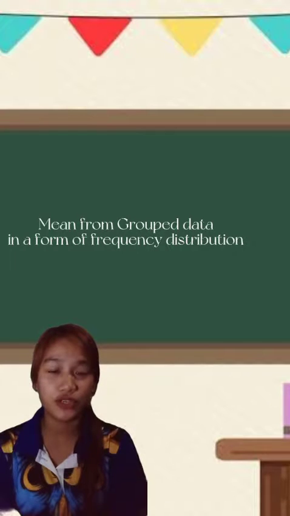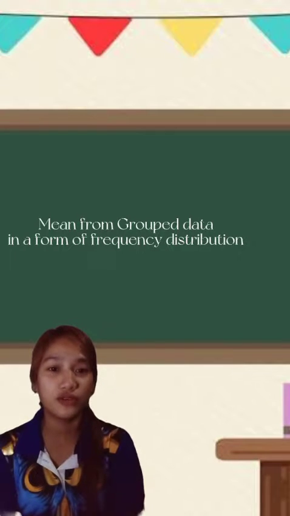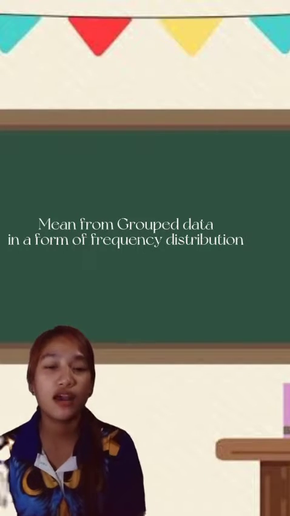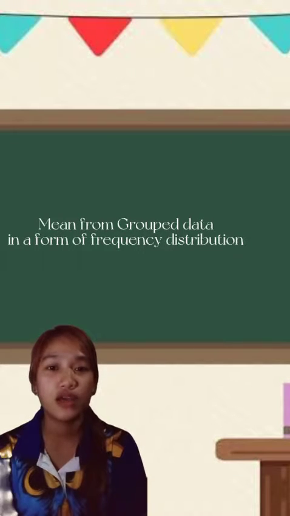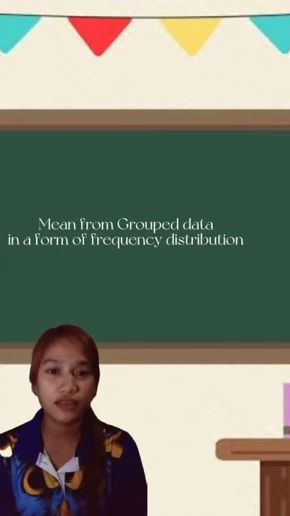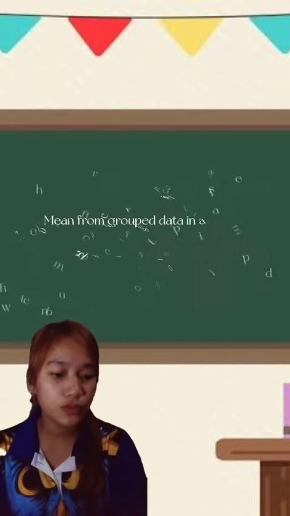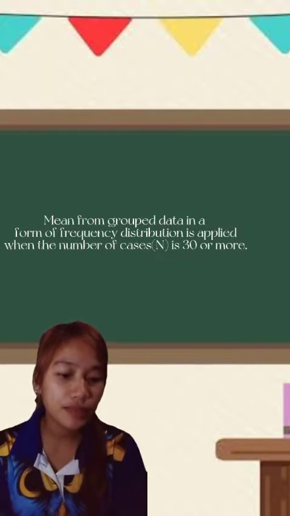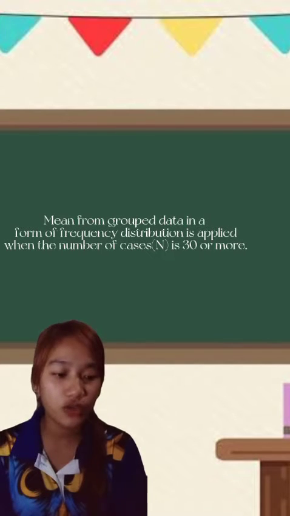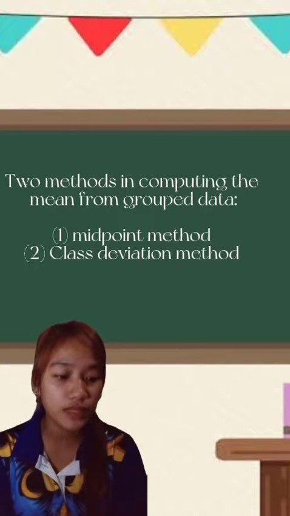Today I will be discussing the mean from group data in a form of frequency distribution. If you are still wondering what group mean data is, you can easily watch the previous reports of our classmates so that you will gain more understanding about our discussion for today. The mean from group data in a form of frequency distribution is applied when the number of cases, or n, is 30 or more.